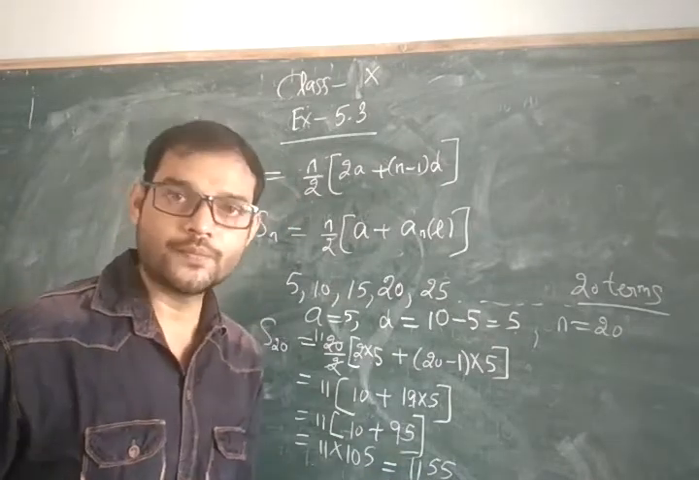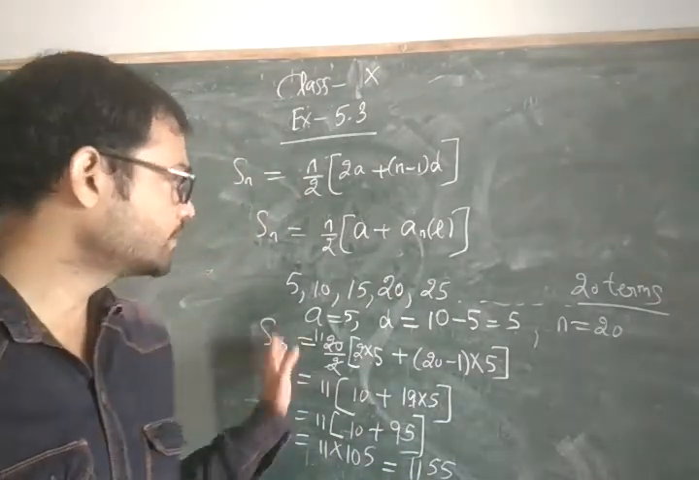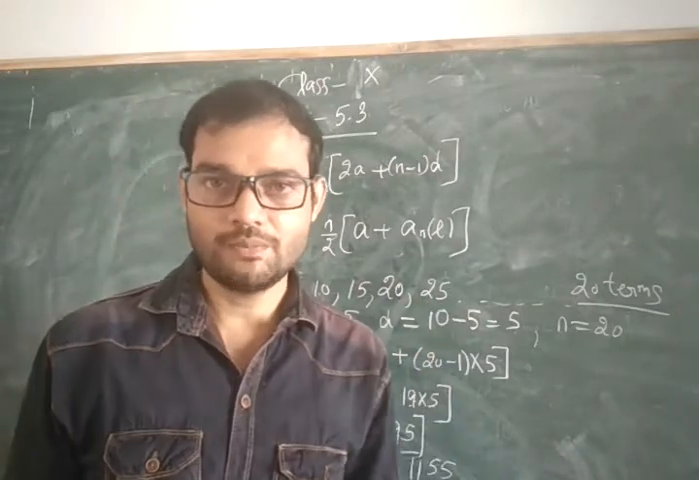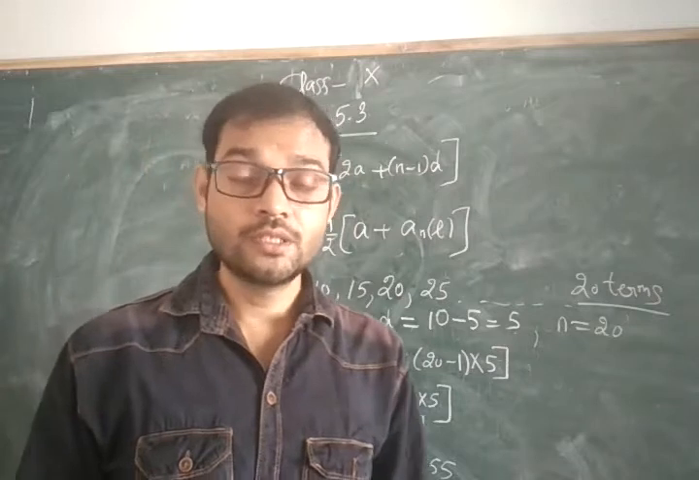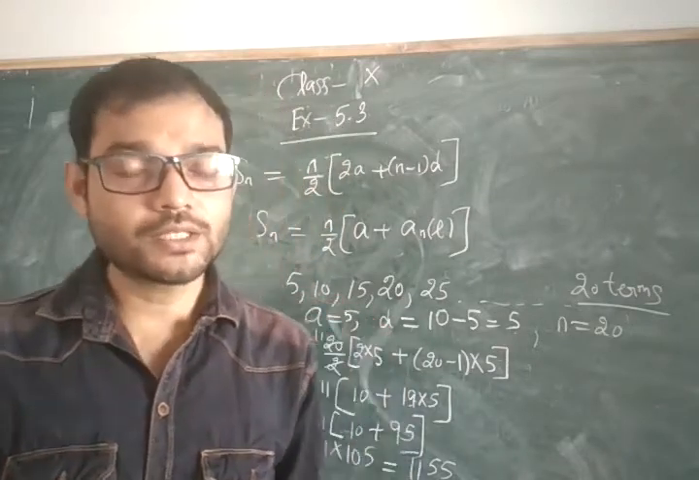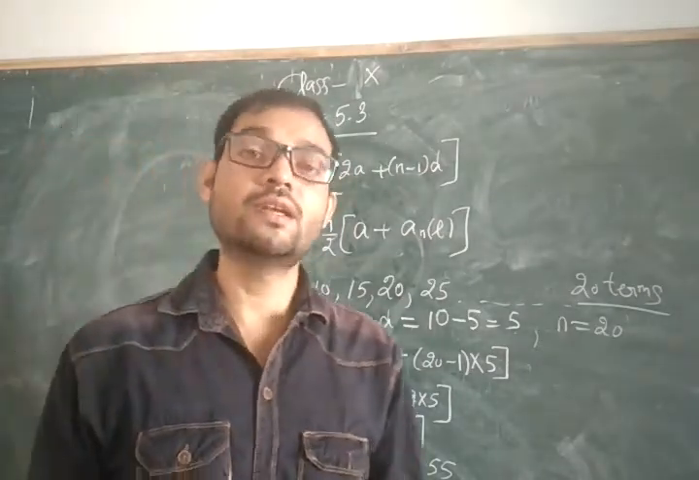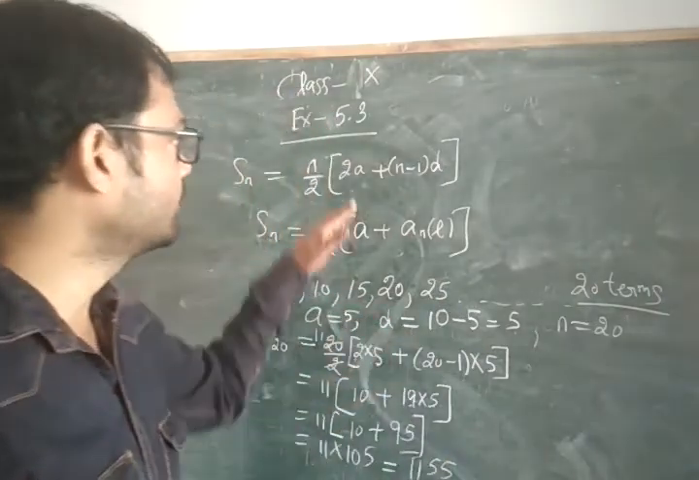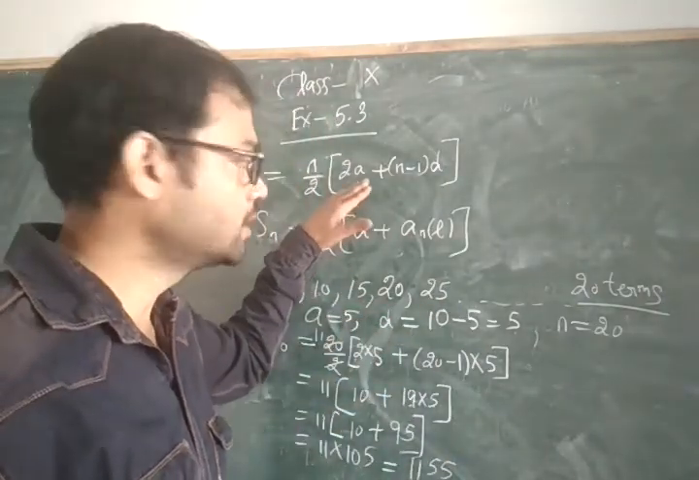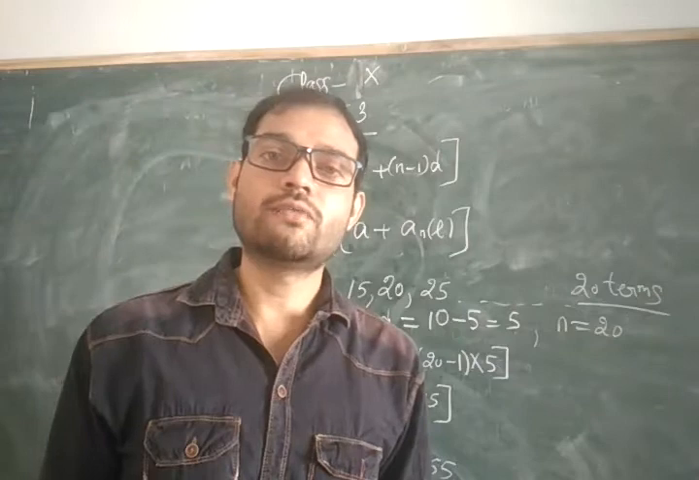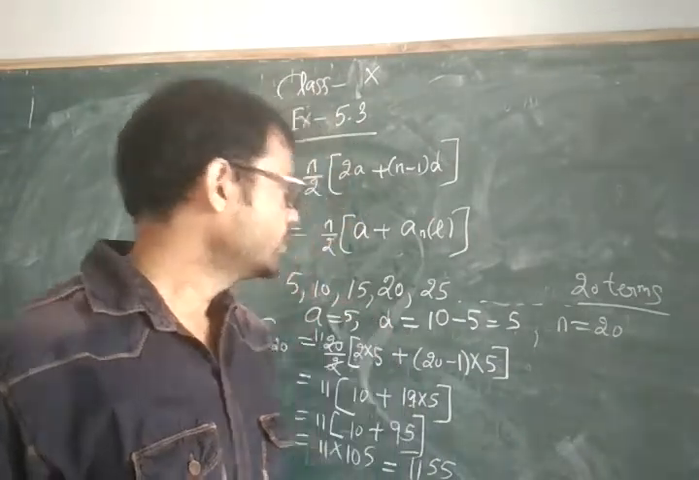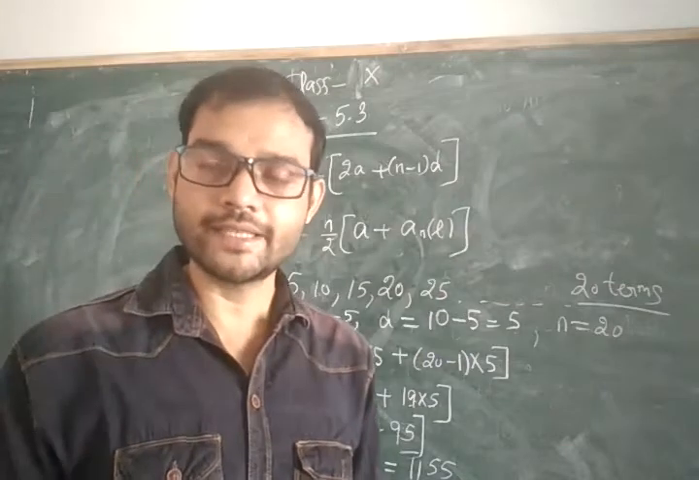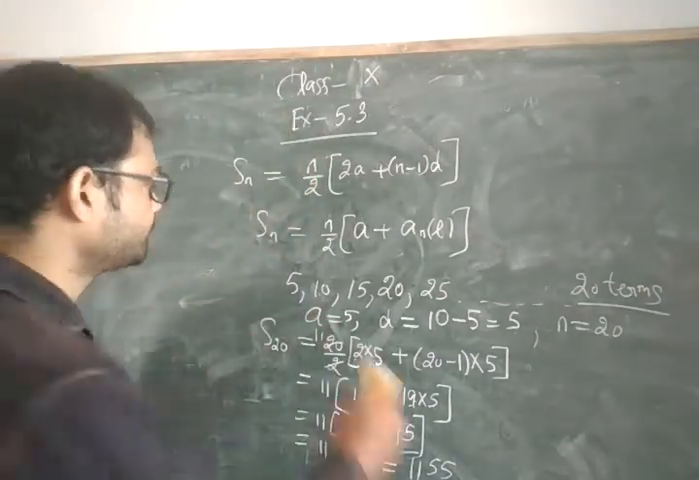So this will be the sum of 20 terms of the given AP. Like this, students, you can find the sum of any number of terms. If you are given the number of terms, the first term, and the common difference, then you can apply the formula number first and find the sum of that AP. Okay, now next we will start the next type.